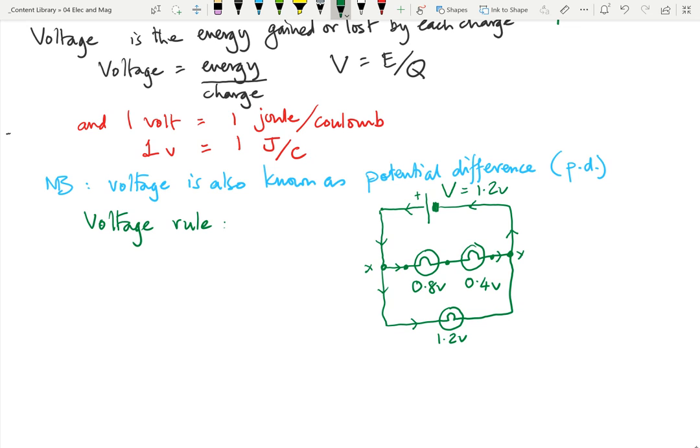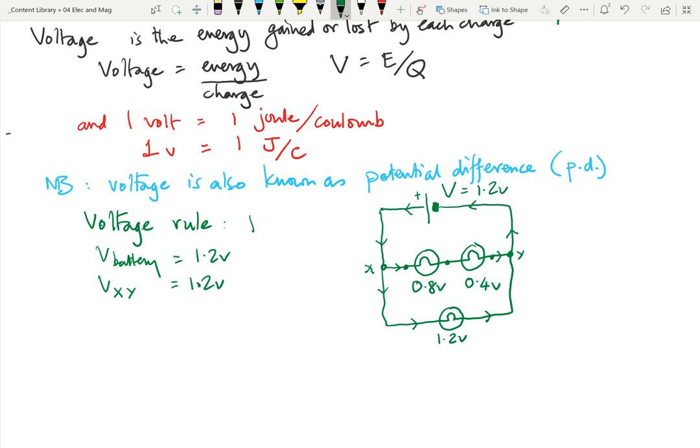Charges that come round this route, going from X to Y, they also have 1.2 joules for every coulomb, and they have to spend all 1.2 joules in the very first light bulb, because there aren't any others. So what we would say is that in this case, the voltage across the battery is 1.2 volts. The voltage across XY is 1.2 volts. And in the middle route, that voltage is shared between two light bulbs. And in the lower route, all of that voltage is across the single light bulb.